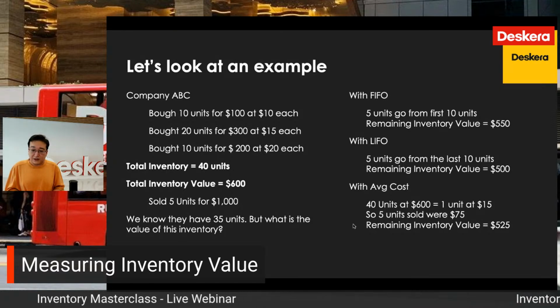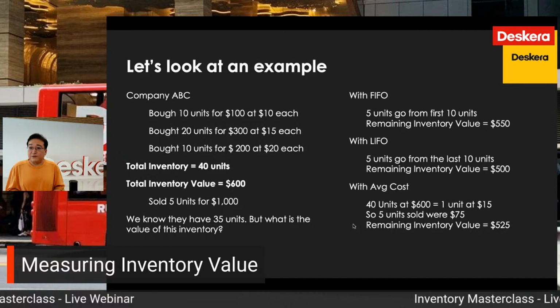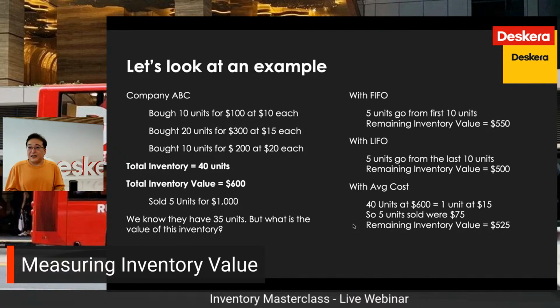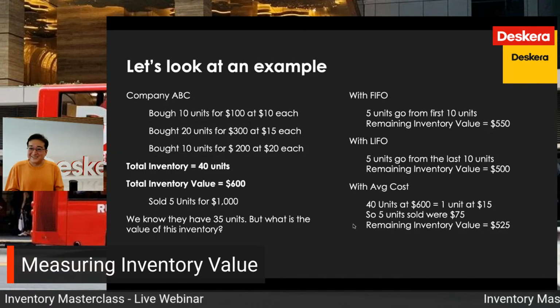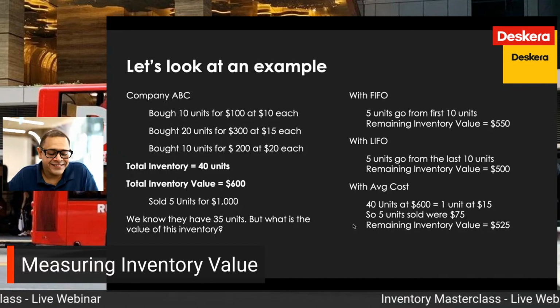And with average cost, it's $525. So with FIFO, it looks like my stock value is a lot more. With LIFO, it's a lot less. And average cost, well, it's average. It's somewhere in the middle. Yeah. So that's the thing, right?